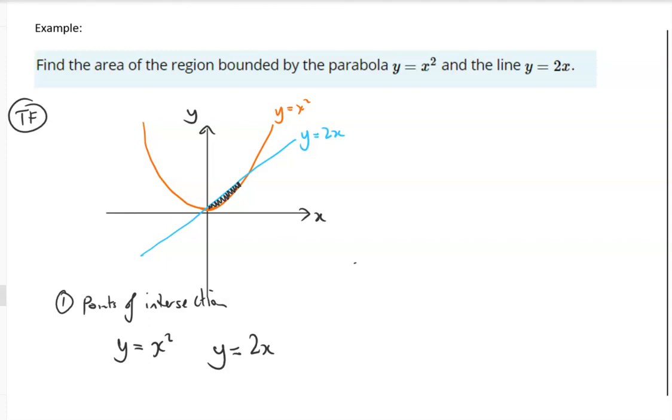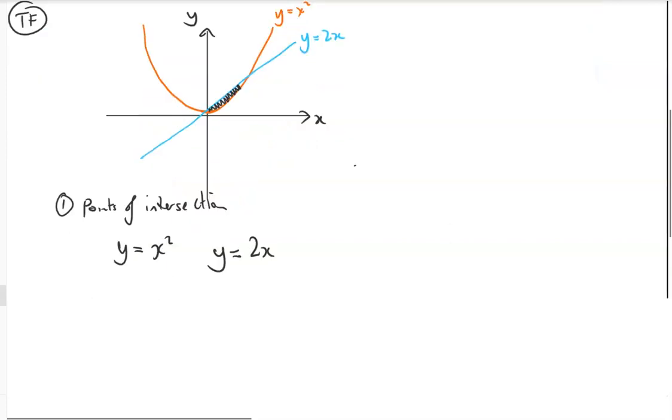No, I mean, no, the lines equal each other. That's right. Points of intersection are points that occur on both equations. So if it's a y value in the first equation, it's the same in the second equation, same with the x. So at points of intersection, the y's are the same and the x's are the same. So therefore, make the equations equal each other. So it's points where x squared equals 2x.